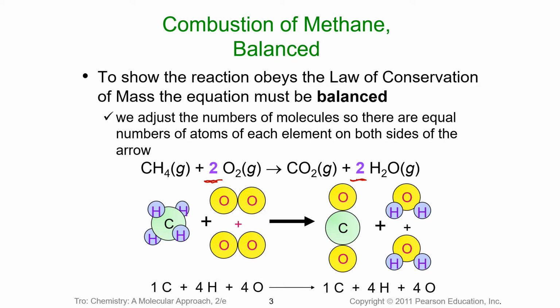The amount of carbon, hydrogen, and oxygen are equal on either side of the arrow. We call this a balanced chemical reaction. Now, in order to balance it, we do have to add coefficients. So we have to add numbers in front of the chemical reaction. We cannot change the subscripts because that changes the type of molecules in the reaction.